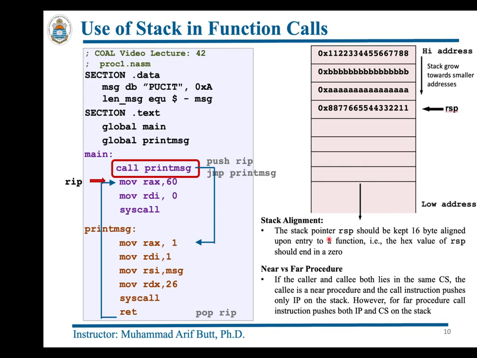The second concept is about the near and the far procedure. If the caller and the callee, that is main and the print message function, both lie in the same code section, the callee is a near procedure and the call instruction pushes only the IP on the stack, which we have seen over here. However, for a far procedure, the call instruction will push both the IP and the code segment register contents on the stack. So we will be dealing with near calls in this course. So just a difference you need to remember.